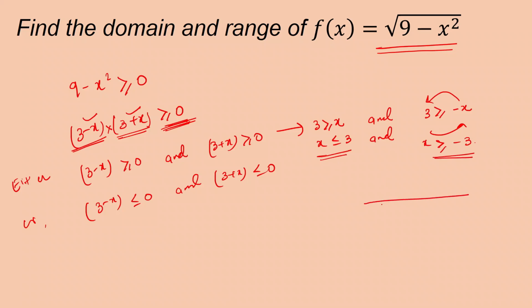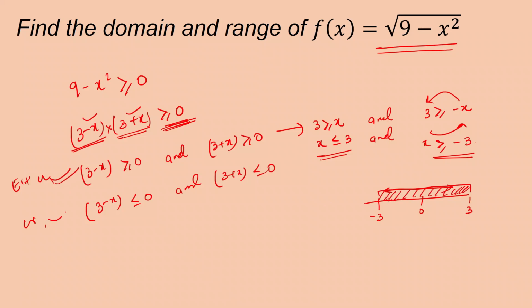So you think of it in the real line. Minus 3 is somewhere here, 0 and then 3. It says that x has to be less than 3 and greater than minus 3. So this is the common portion, right? So these are the values of x which we get from this first condition.